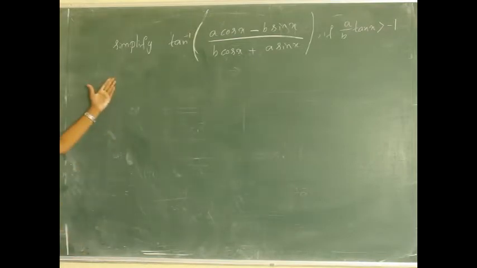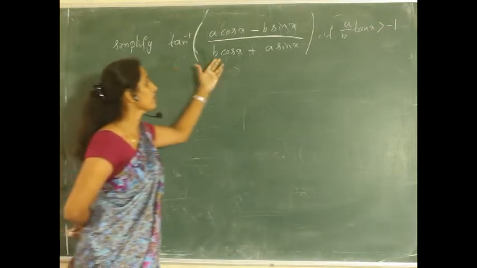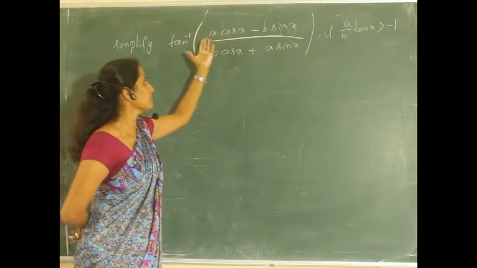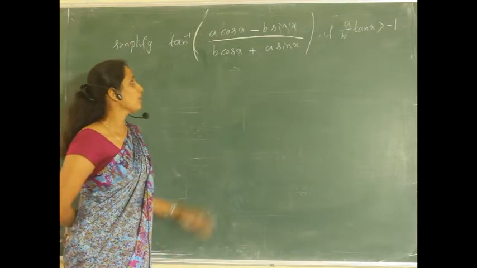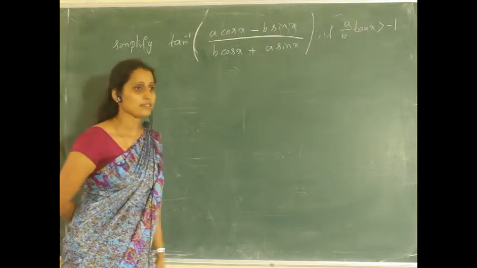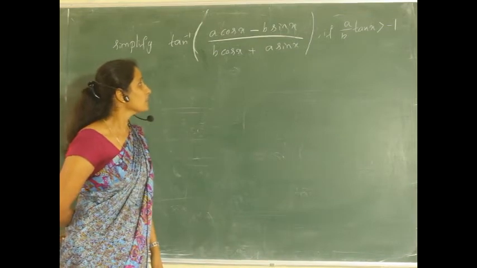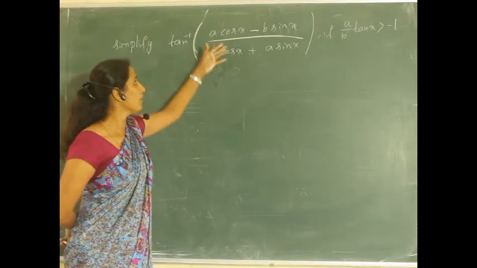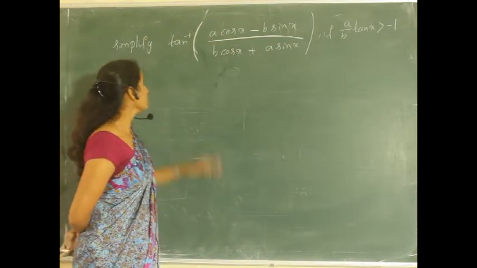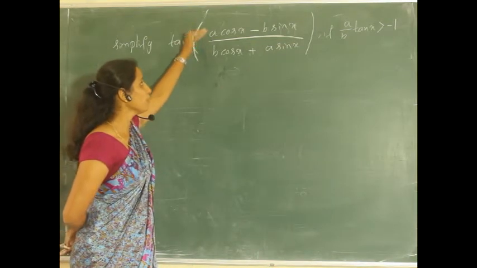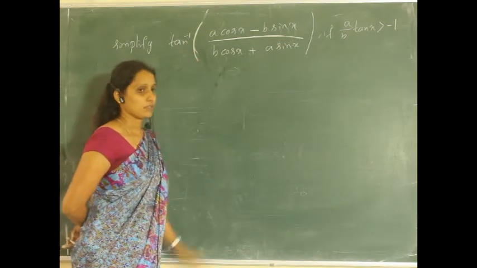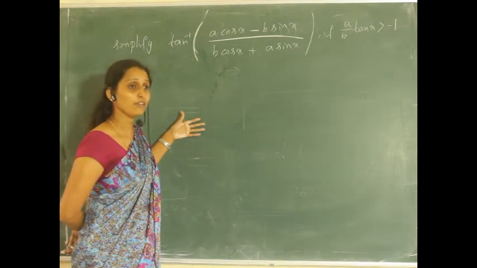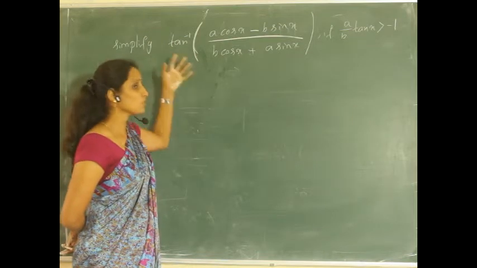We have to simplify tan inverse of (A cos x minus B sin x) divided by (B cos x plus A sin x). Here some terms have A and some have B, so we cannot substitute anywhere, because it is already in sin x and cos x terms. But we can simplify by rearranging the terms. I'll divide numerator and denominator by B cos x, to convert this to one of the standard forms.